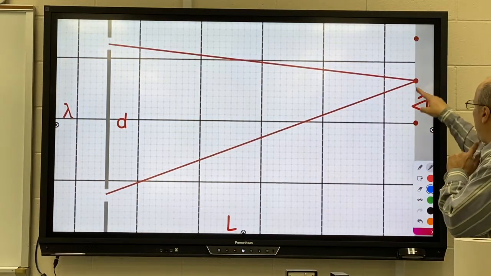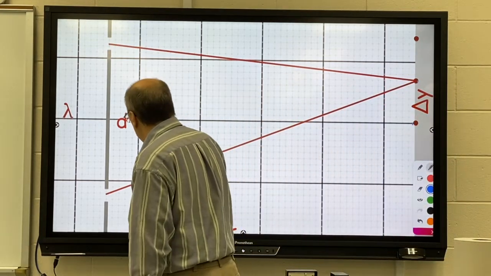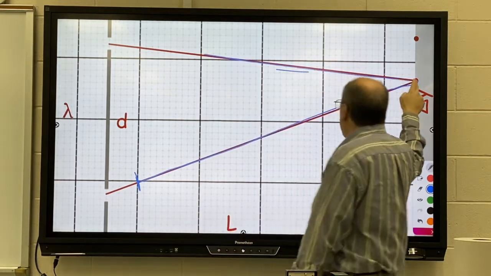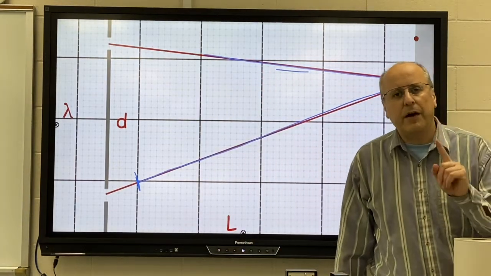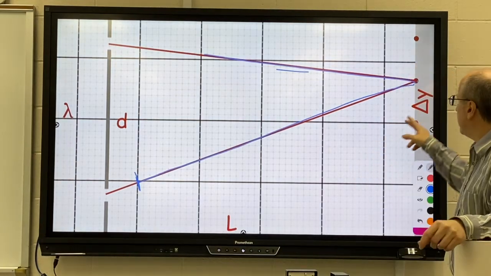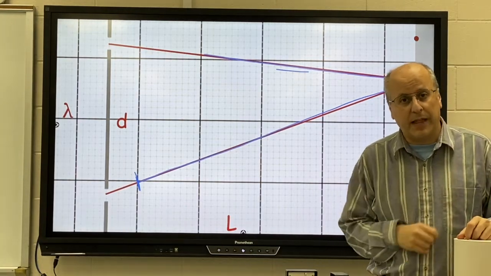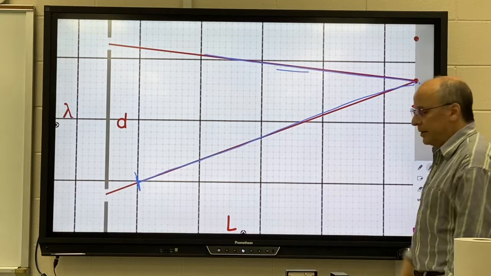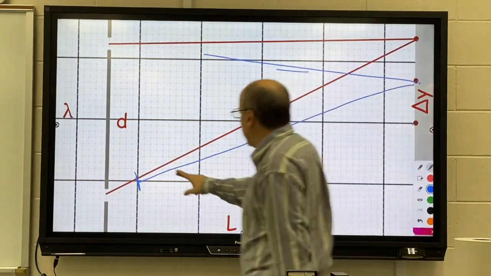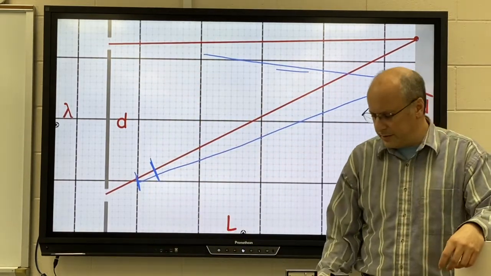When we look at the dot that is above the central dot, I hope you could see that this bottom wave had to travel farther than the top wave. How much farther? Half of a wavelength. I'm sorry, 1 full wavelength. Because this is a bright spot, the difference in path length must be 1 wavelength. When we get to this one, it's going to be 2 wavelengths. Okay? This one has now traveled a lot farther than that one. How much farther? 2 wavelengths.